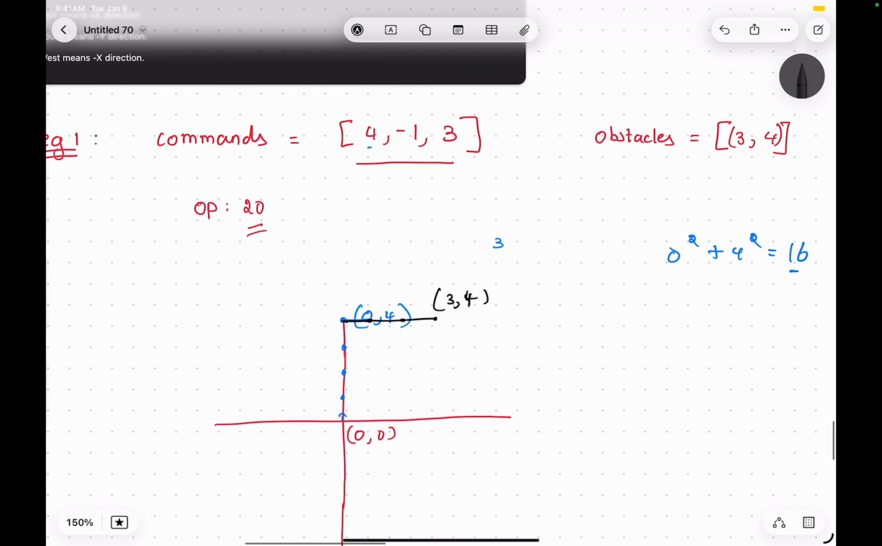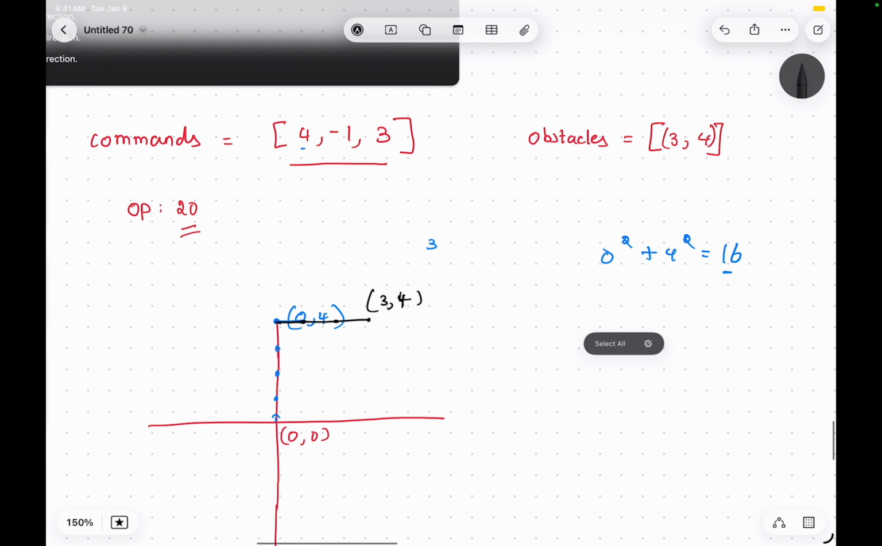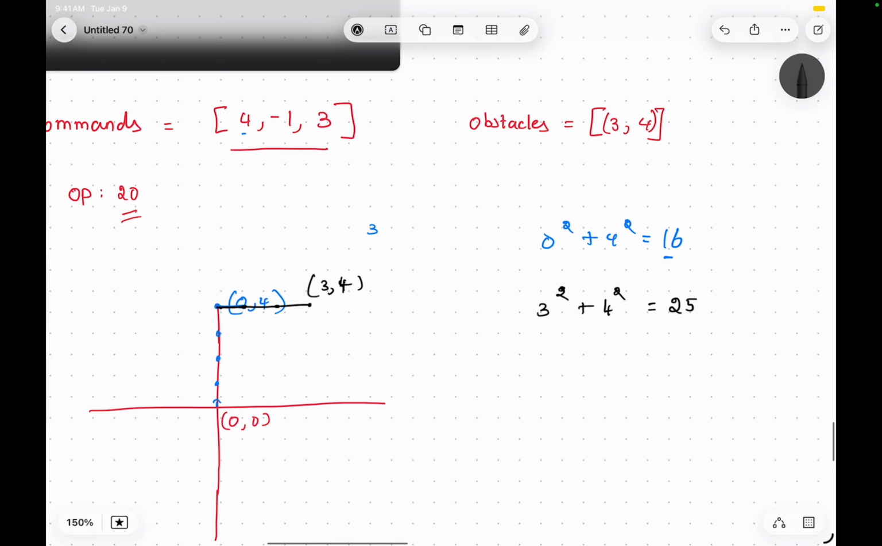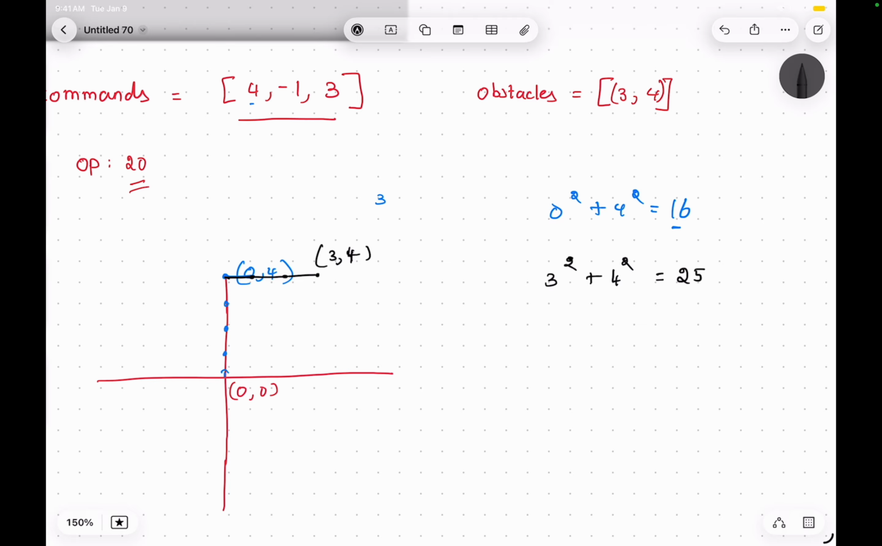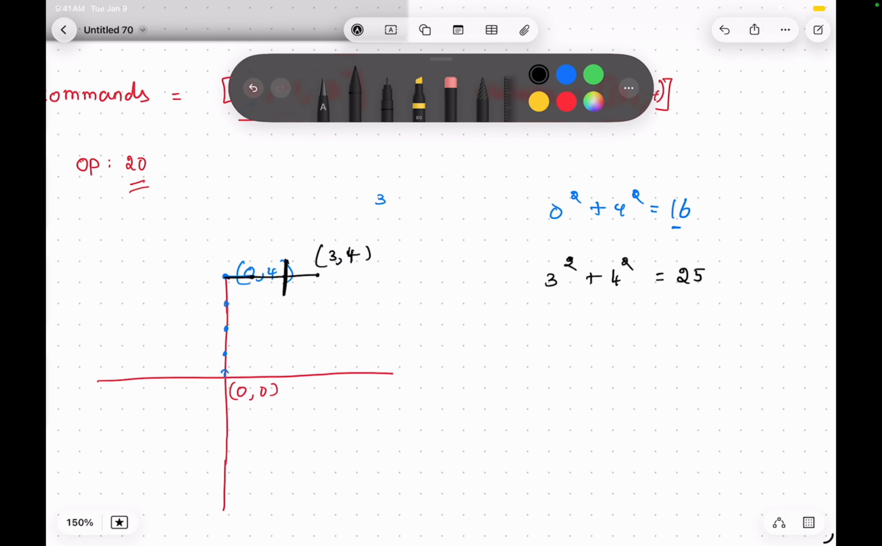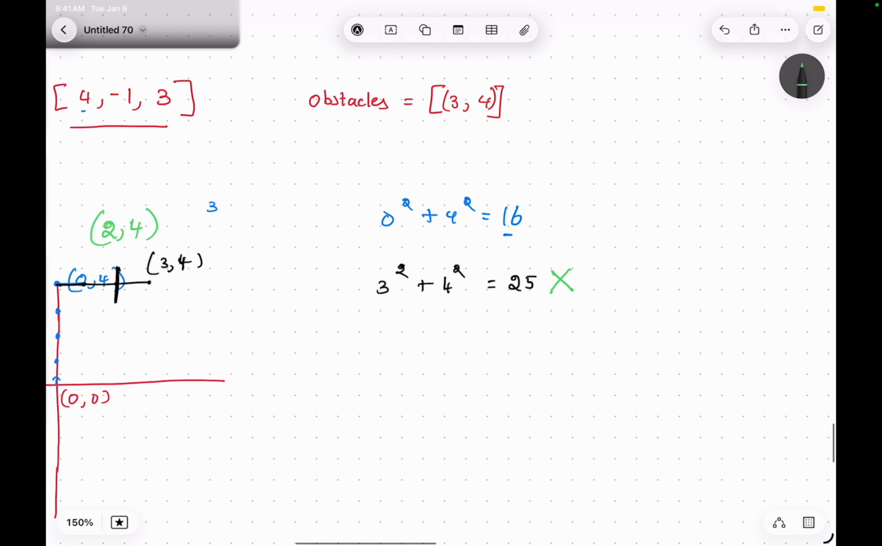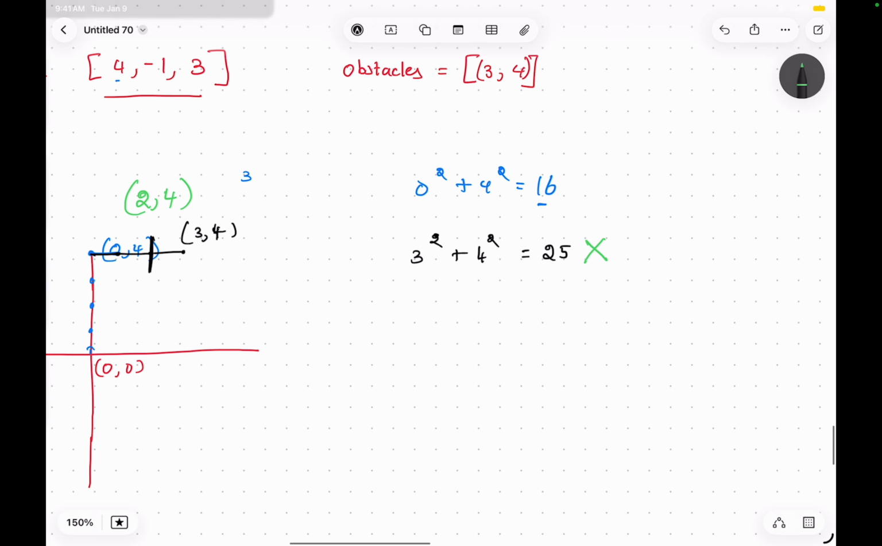So now we can directly calculate it by 3 square plus 4 square, which gives 25. But we have to carefully check because the obstacle is in the 3, 4 position, which is exactly at this position. So we have to stop before this position, so the x-axis for this will be 2, so 2 and 4. So actually this would not be the actual calculated result or Euclidean distance which we need to calculate.